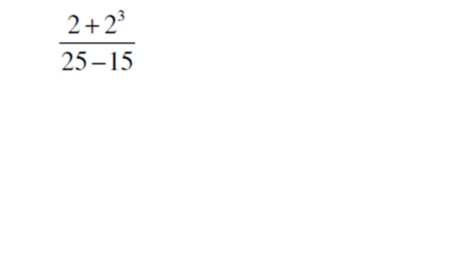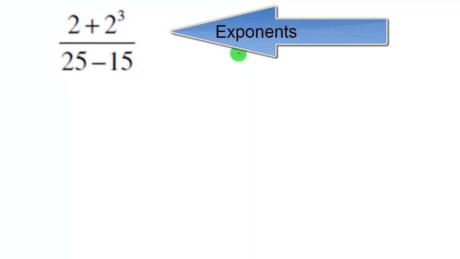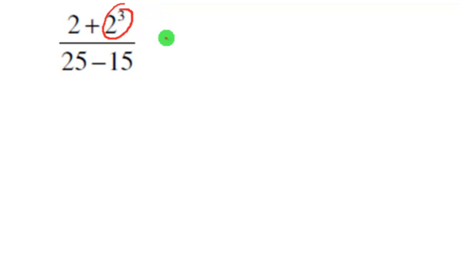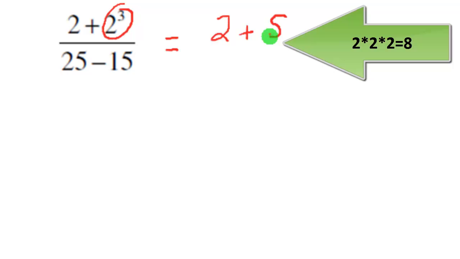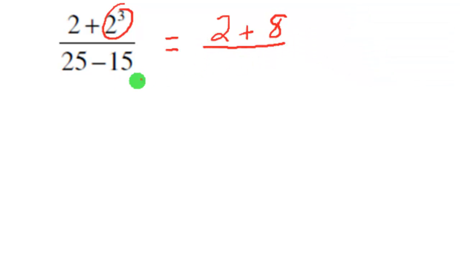In this problem, we're going to treat the numerator and denominator almost as though they were parentheses. And we are going to look at the top and do that exponent first. So 2 cubed is 2 times 2 times 2, which is 8. So the numerator becomes 2 plus 8 over 25 minus 15.